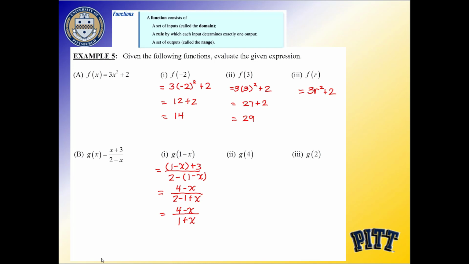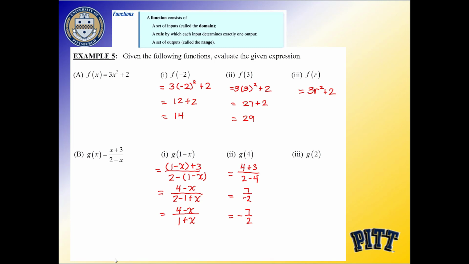So, g of 4, pretty simple one. I'm going to replace all the x's with 4. So I have 4 plus 3 on top, 2 minus 4 on the bottom, 7 over negative 2, which is a negative 7 halves or a negative 3.5. It's a terminating decimal, so it doesn't matter so much.